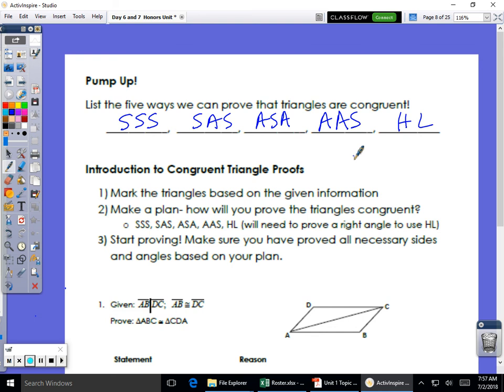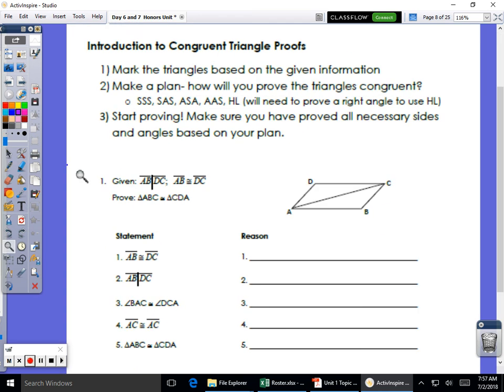Introduction to congruent triangle proofs. So, we're going to mark the triangles based on the given information. Make a plan. How am I going to prove this triangle is congruent? You want to know that before you start. And then start proving. Make sure you've proved all necessary sides and angles before, based on what your plan is.